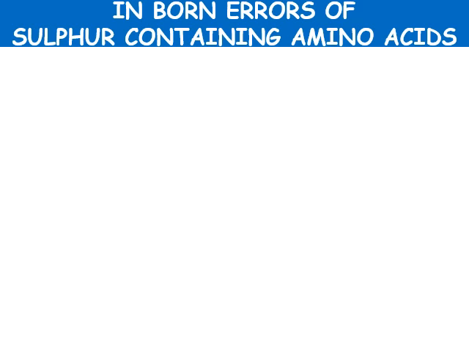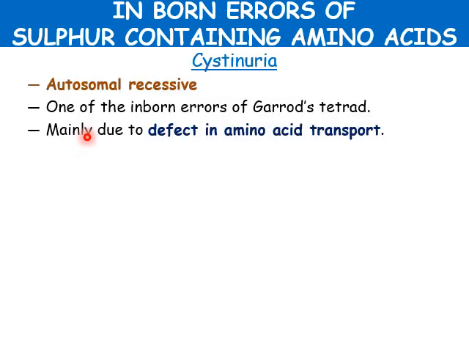Now we go through the applied part related to sulfur amino acid metabolism. There are a few inborn errors of sulfur-containing amino acid metabolism. One of them is cystinuria. The name itself suggests excretion of cysteine in urine. It is an autosomal recessive condition, and it is one of the inborn errors of Garrod. It is mainly due to a defect in amino acid transport.